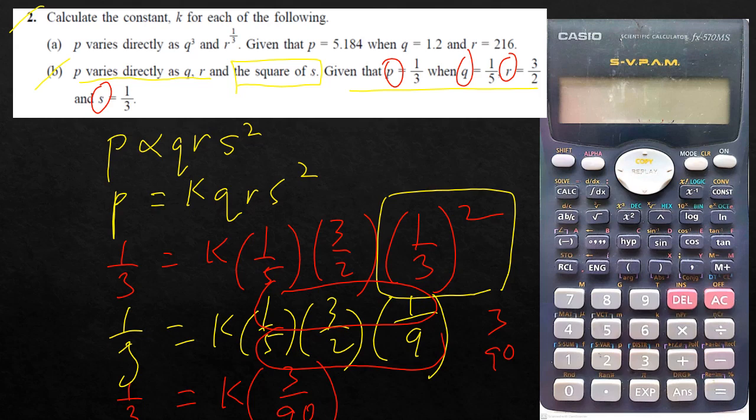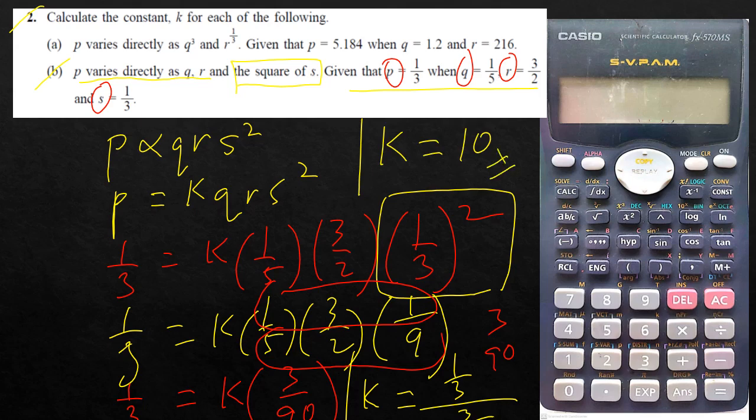So you can find your K. K equals, use your calculator, 1 over 3 divided by 3 over 90. So finally your K, I have to write it here, your K is 10. So that's the answers, all the steps that you have to do step by step. So I hope it helps you.